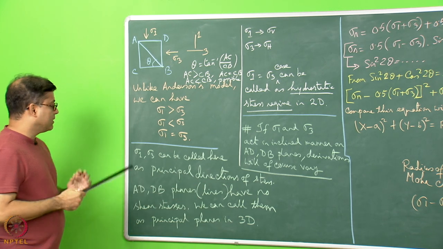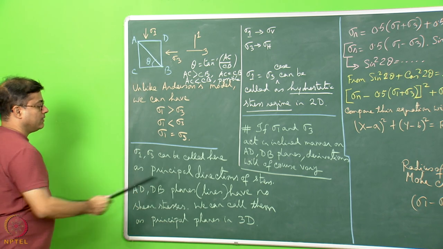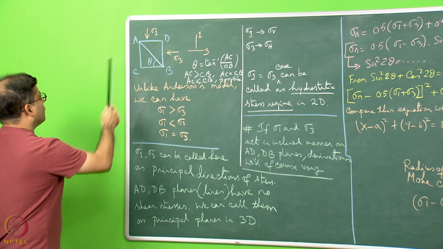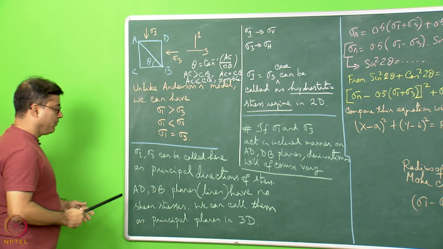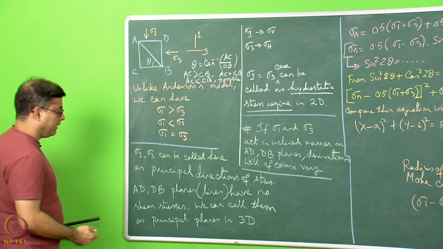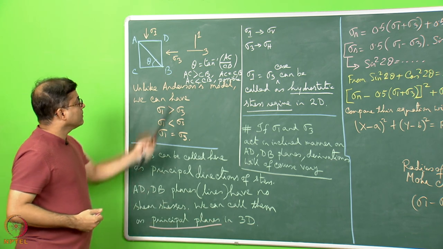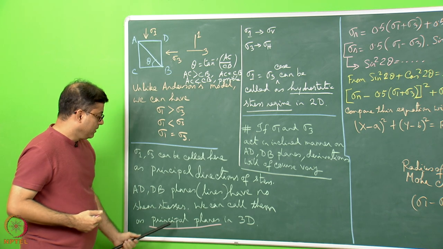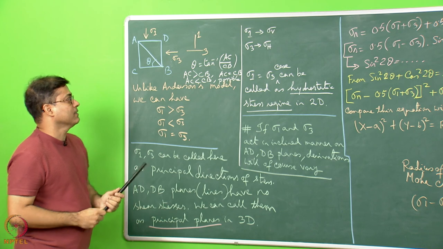They are orthogonal to each other, and AD and DB are the planes on which they are acting, and on these planes we have not considered any shear stress. Therefore, we can call the AD and DB planes the principal planes. If we consider these lines as planes in 3D, they are the principal planes in the three-dimensional case.